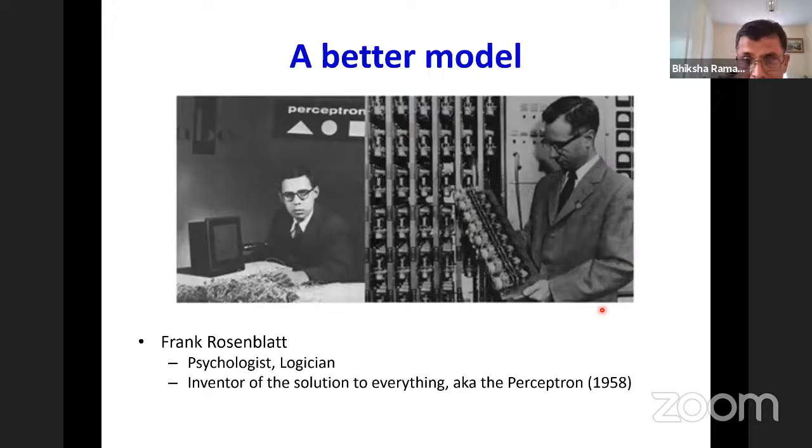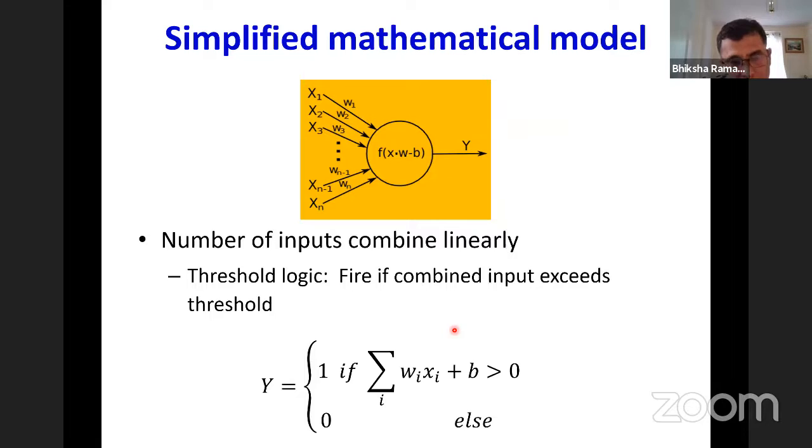So to come up with a better model, we needed this guy, Frank Rosenblatt. Frank Rosenblatt was a psychologist, a logician, and a brilliant guy, who invented the perceptron in 1958. So this model here is a simplification really, but it's the one that we use, of Rosenblatt's perceptron.